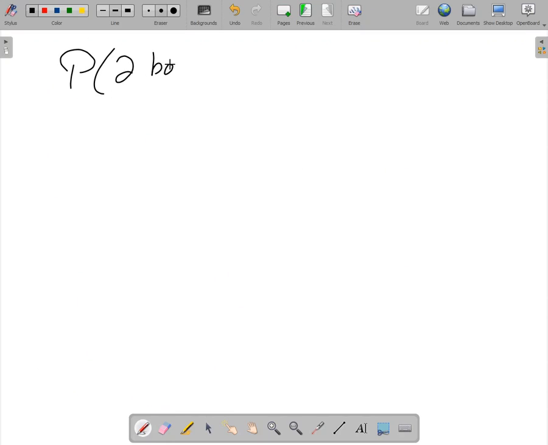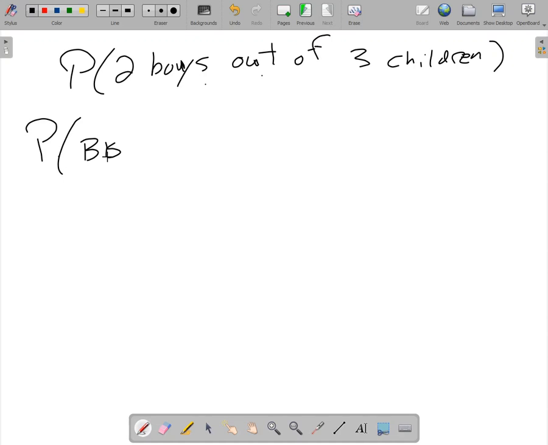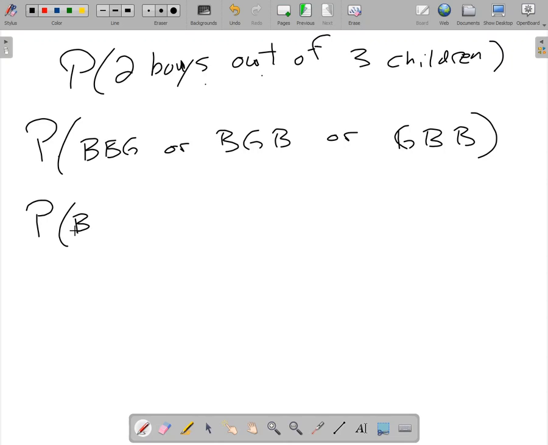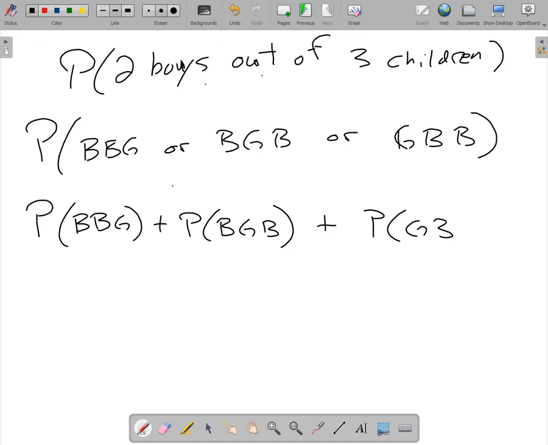The probability of having 2 boys out of 3 children is the probability of having boy, boy, girl, or it could have been boy, girl, boy, or it could have been girl, boy, boy. Those are the possibilities. Sometimes those ors can be rewritten as a plus. So the probability of boy, boy, girl, plus the probability of boy, girl, boy, plus the probability of girl, boy, boy. In which case we have 1/8, and 1/8, and 1/8, which equals 3/8.